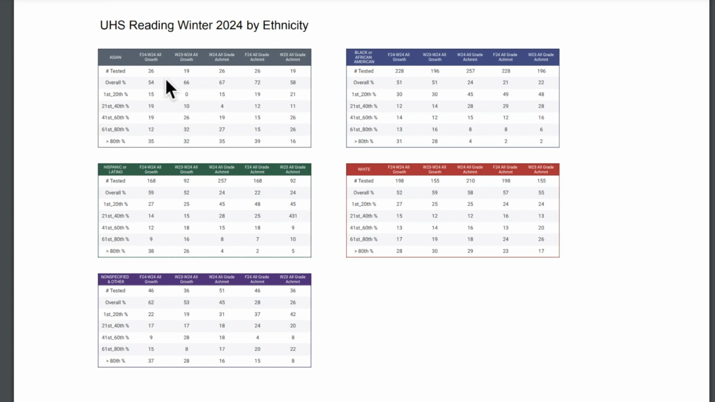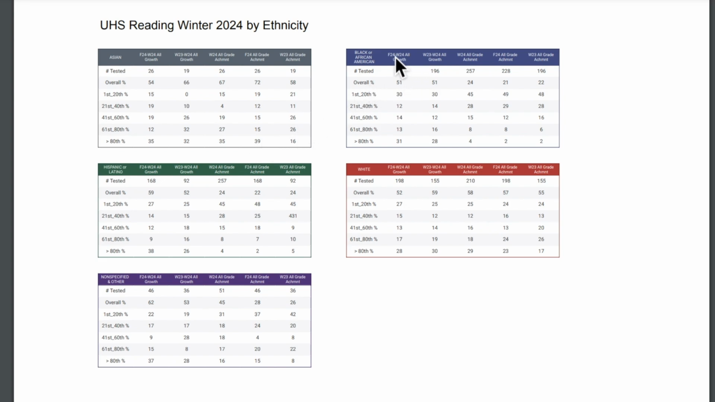And so we can see that here with Asian, this is growth from fall to winter, growth winter to winter. So going back a whole year. And then these are achievements: winter achievement, fall achievement, and last winter's achievement. And so the number of students tested, this is a small group, and then how they fell in the range.